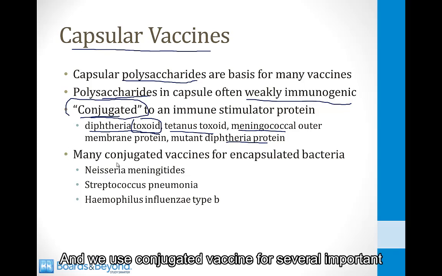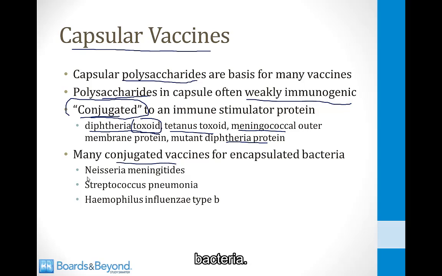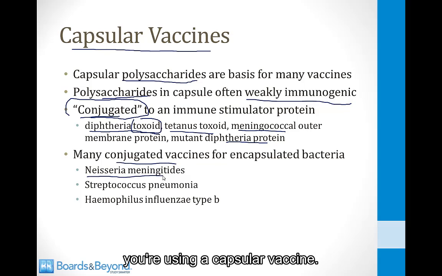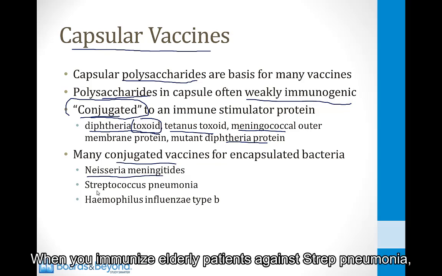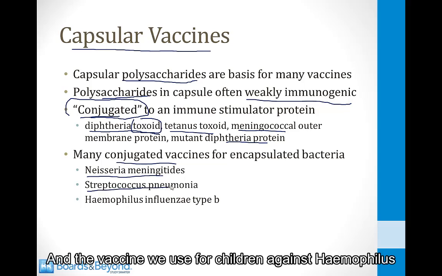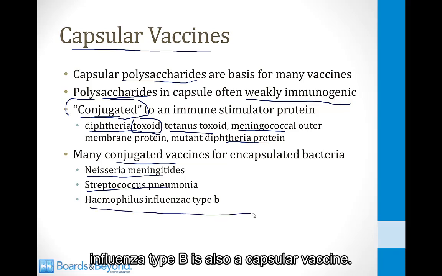And we use conjugated vaccine for several important bacteria. If you vaccinate someone against Neisseria meningitidis, you're using a capsular vaccine. When you immunize elderly patients against Streptococcus pneumoniae, you use a capsular vaccine. And the vaccine we use for children against Haemophilus influenzae type B is also a capsular vaccine.